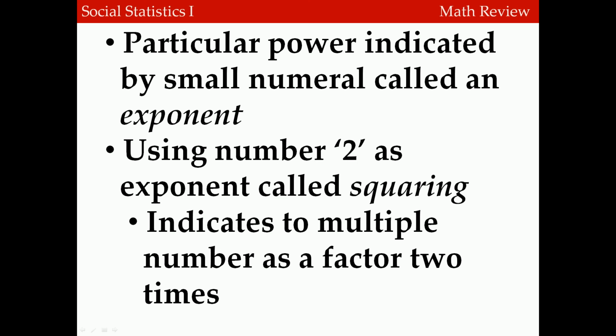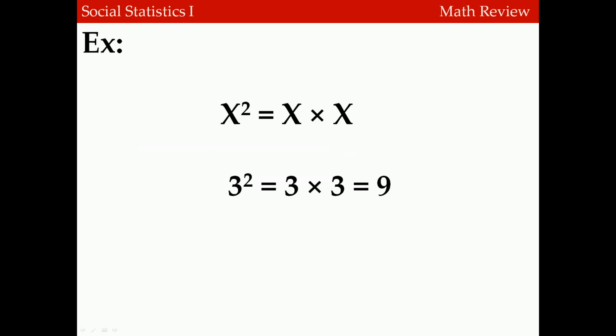The particular power indicated by that small numeral is called an exponent. And so, for example, using the number 2 as an exponent is referred to as squaring. And that indicates to multiply a number as a factor 2 times. As an example of that, x raised to the second power, or x squared, is just equal to x times x. And so 3 squared would just be equal to 3 times 3, which is equal to 9.